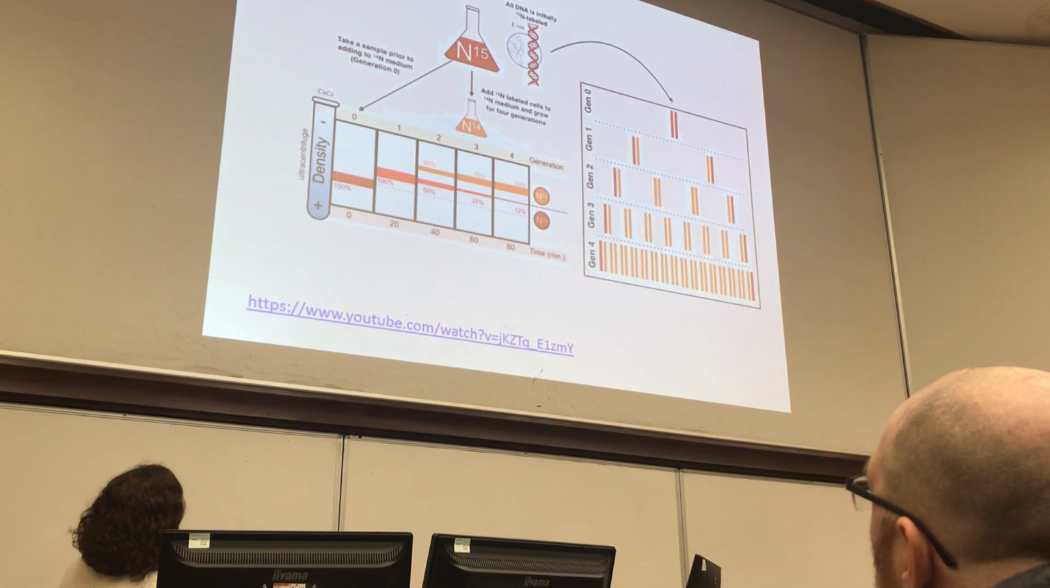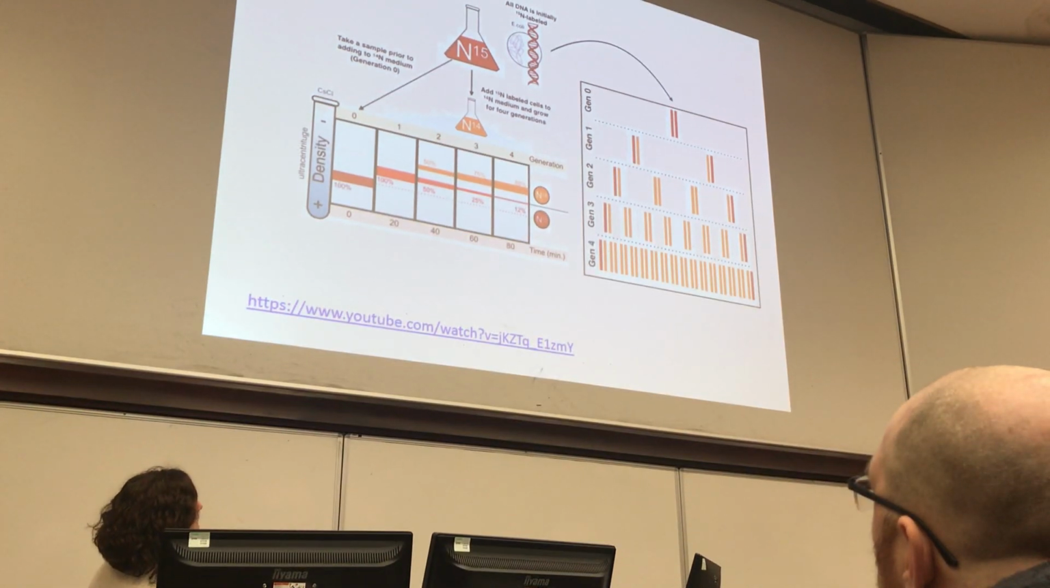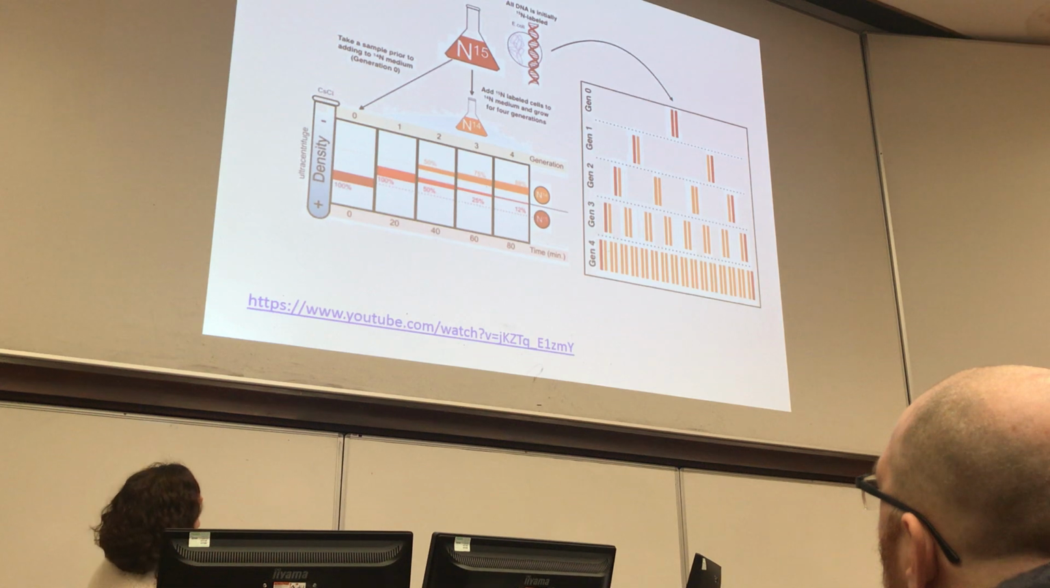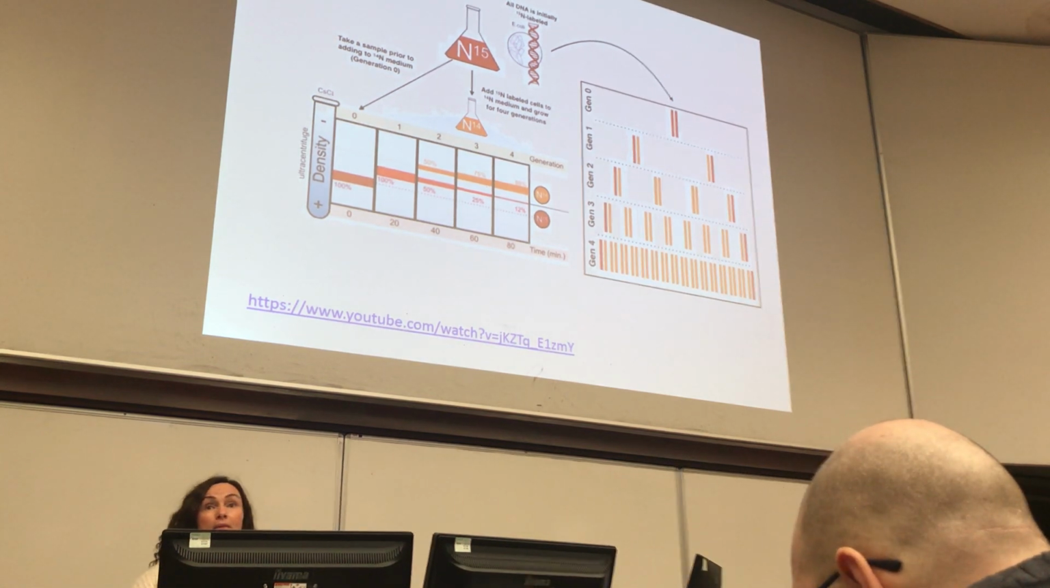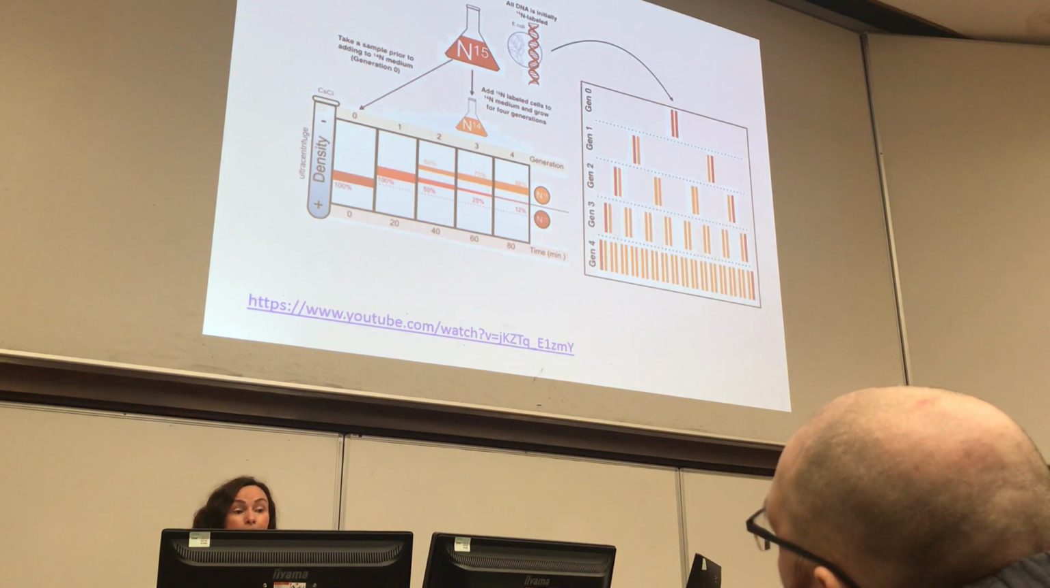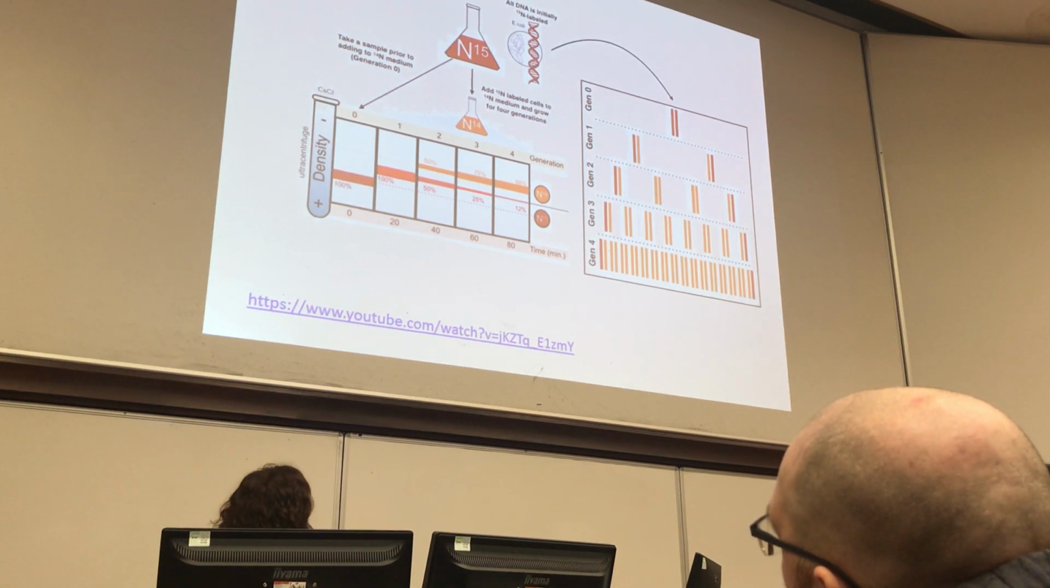Okay, so that forms here at 100% intermediate, and then through subsequent cell divisions, you can see that eventually the heavy nitrogen is being diluted out, and so there's less and less of the band sedimenting in the middle. Okay? Is that all right with everybody?